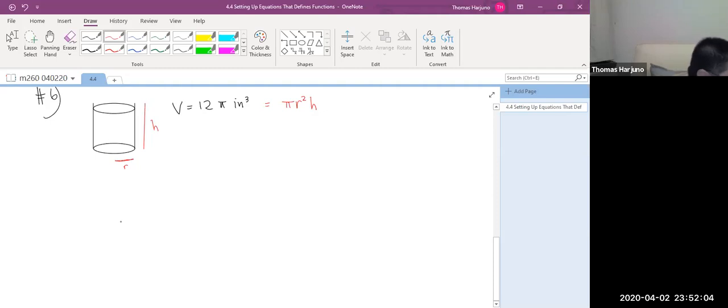Now the question is, express the height as a function of the radius. We need to solve for the height. Isolate the height such that the radius is on the other side. So I have 12 pi, let me ignore the inches cubed for now, equals pi r squared times height. I can divide by pi such that the height is 12 over r squared.